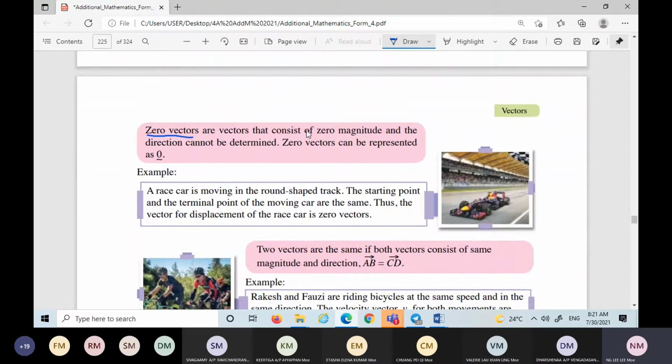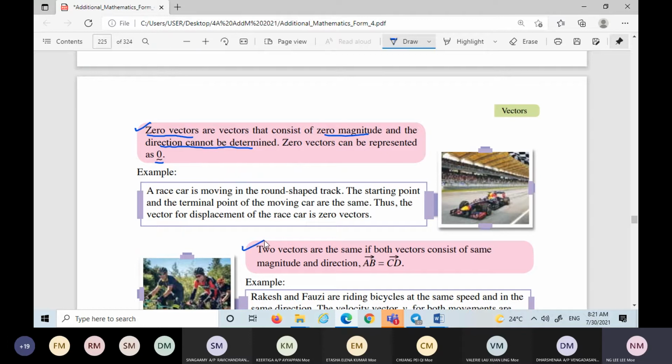Then after that, we also have to know what is meant by zero vector. Zero vectors are vectors that have zero magnitude and the direction cannot be determined. You don't know which way it points, because it's zero. You don't know if it points to the left, to the right, to the north, or to the south. Zero vector can be represented by this: zero with a small curve underneath. So this is the zero vector.